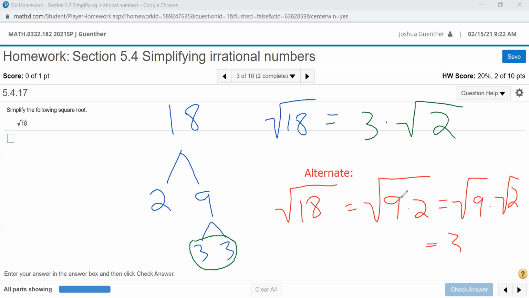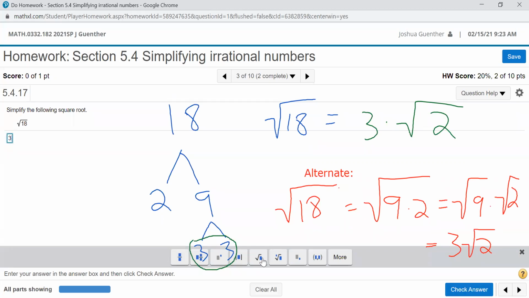Square root of 9 is 3. Square root of 2, I don't know. So we just leave it like that. The problem is this alternate way is a little bit harder if the numbers get larger. If the numbers get larger, it's not as intuitive in my opinion. So this becomes 3 square roots of 2.